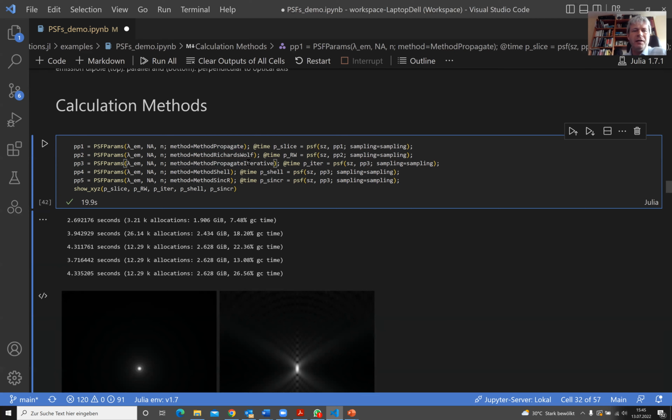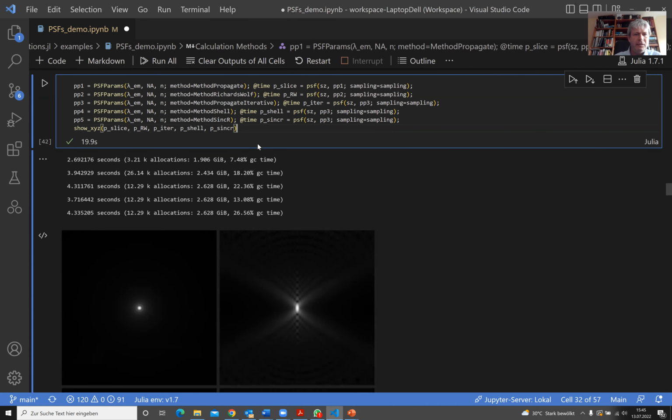It's a little bit slower than the original method, but not dramatically, and it avoids these artifacts, as you will see. Then there's a method called shell propagation, and SyncR is also a very interesting method that is based on the idea that a three-dimensional surface of a sphere, which is the McCutchen pupil, can be represented in real space by a sinc function of the radius. So it uses this identity and therefore starts in real space and does not have this wraparound problem, but it's relatively slow because you need a certain amount of oversampling for it.